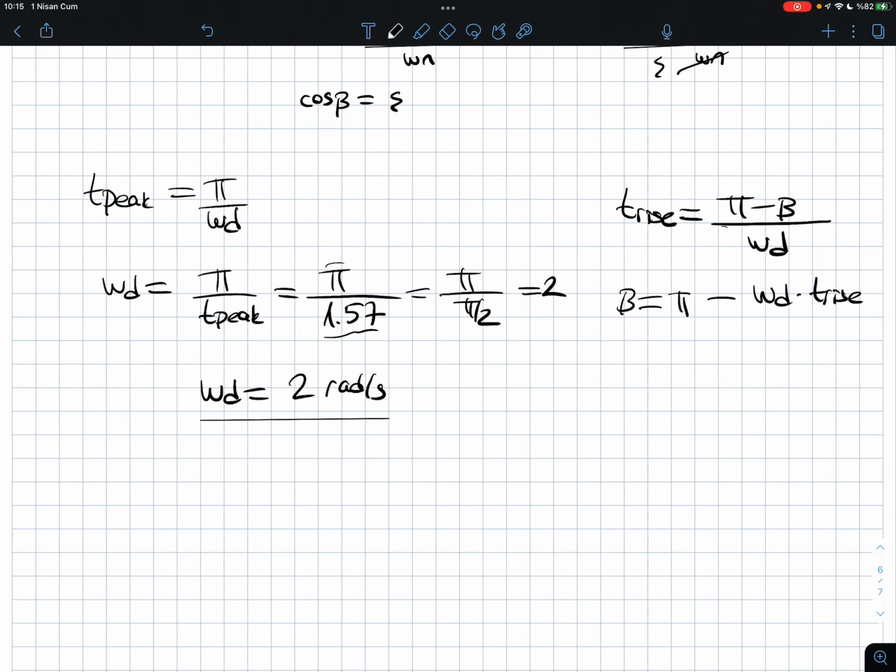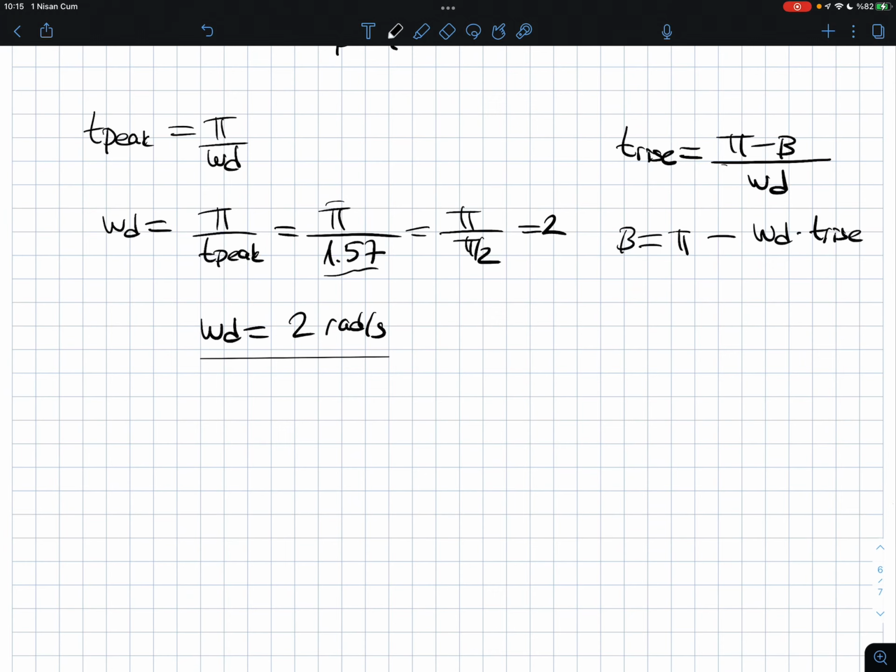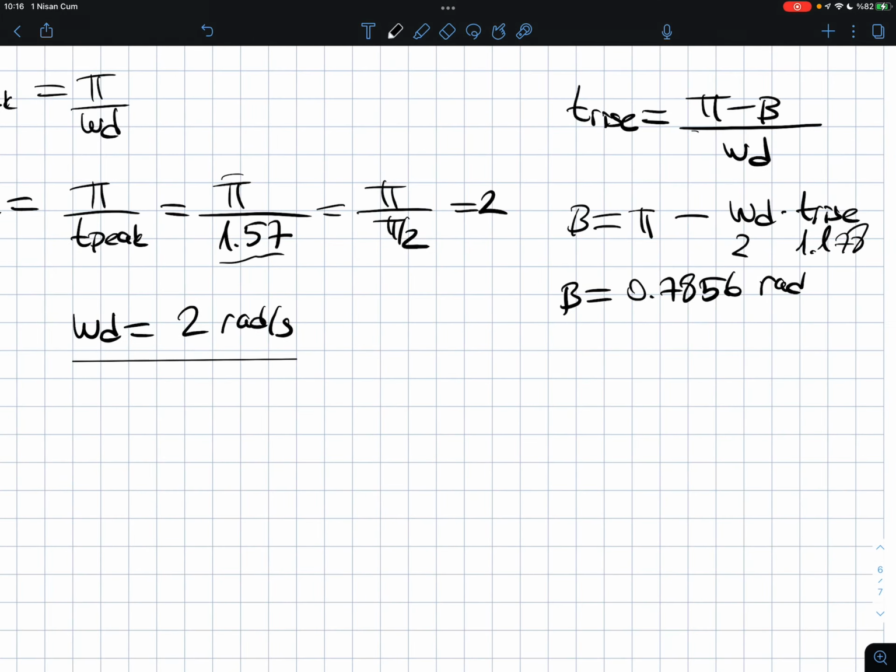Now, is this correct? Pi minus beta, omega d, t rise time. Yep. So this is basically the formula, but you don't really have to work out what the formula is. Now, if we plug in omega d equals 2 and the rise time 1.78, if you multiply them and then look for the subtraction here, we will end up in 0.7856 radians. Now at this point we have to be careful, because this is in radians.